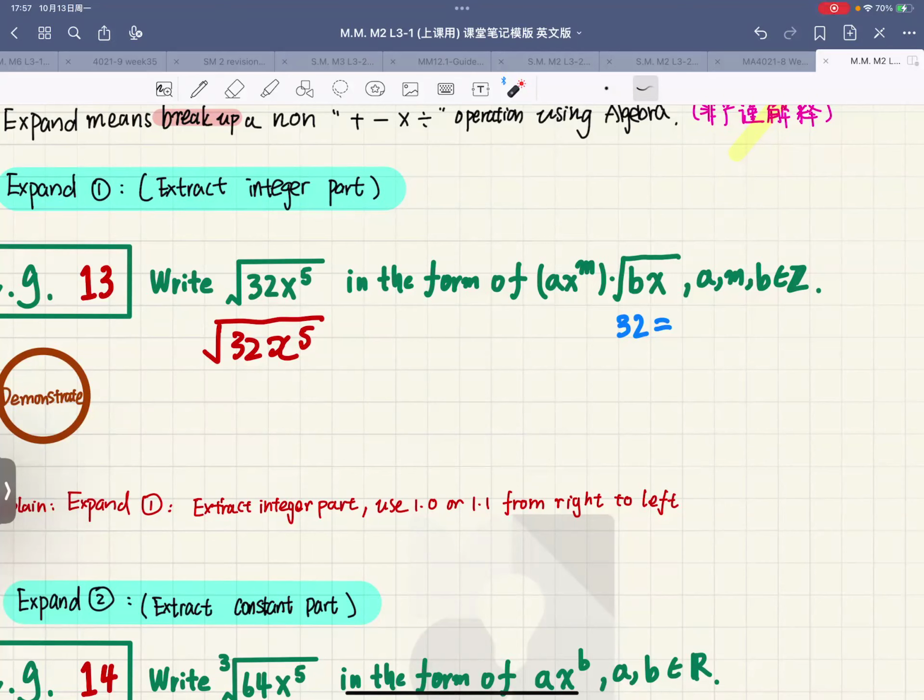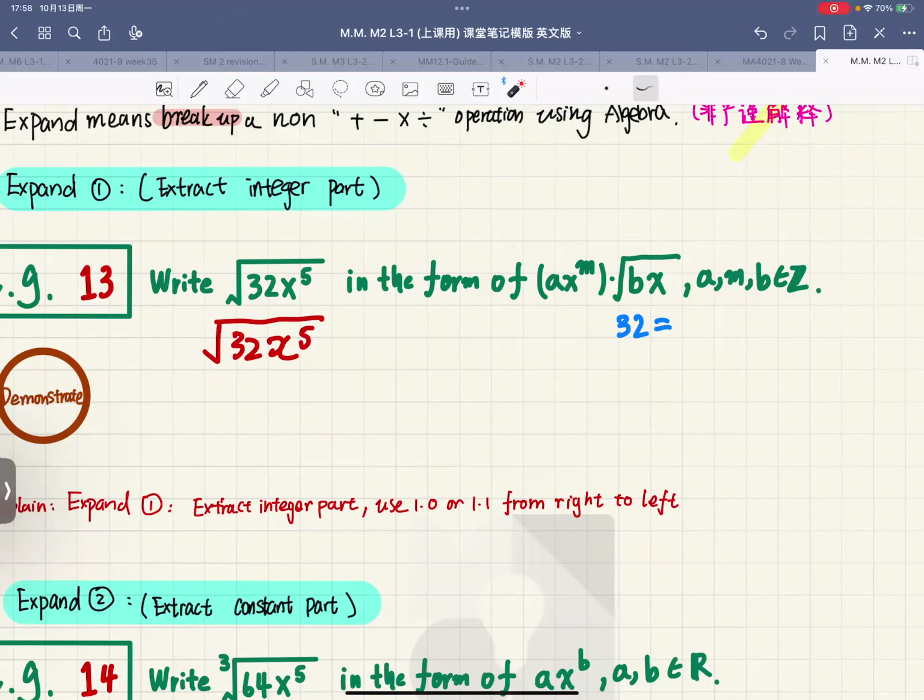We break it up, yes. 16 times 2. Good. Basically, we break up 32 to 16 times 2, because if I take the square root of 16, which is equal to, good, right? Basically, we want to take the square root of something and get an integer. And we have 32. We need to break up 32. 32 is equal to 16 times 2. The square root of 16 is 4, right?